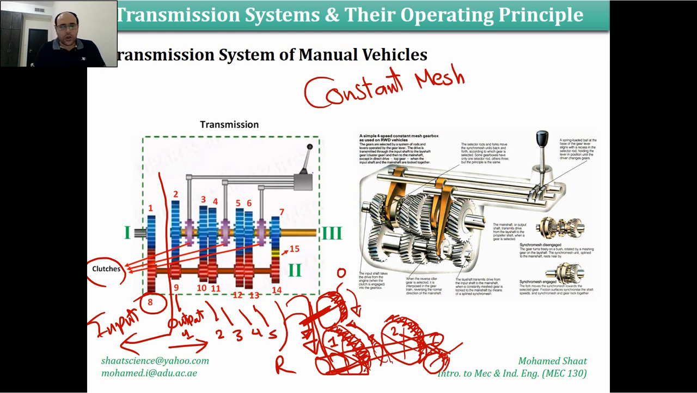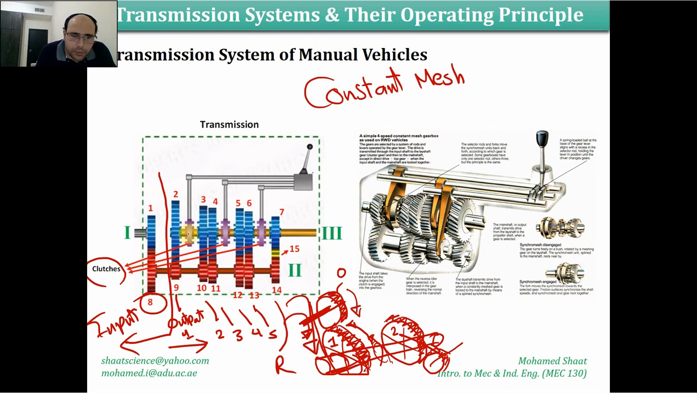You got it? So you're going to have one gear that gives you input to the shaft. You have to receive the motion from only one of the five gears, either 9, 10, 11, 12, 13, depending on which gear you're already shifting to. Make sense?